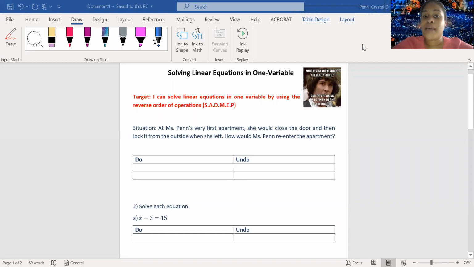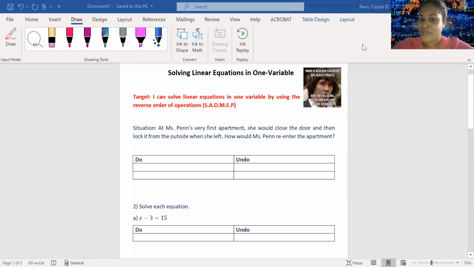You're going to be able to solve equations in one variable by reversing the order of operations. You remember PEMDAS? Please excuse my dad and sister. We're going the other way now. So now we're going to SAD MEP, okay? With that being said, let's start off with a situation to get us into retracing our steps.